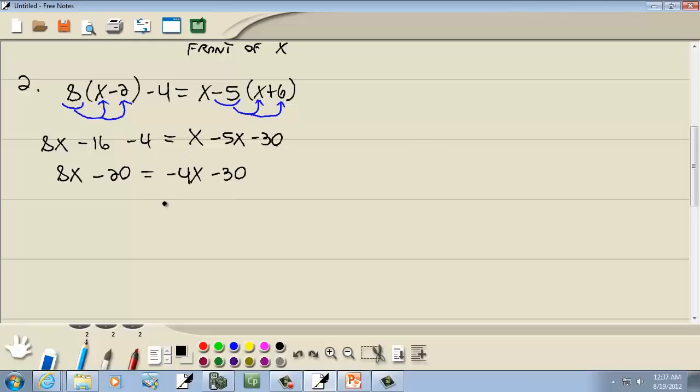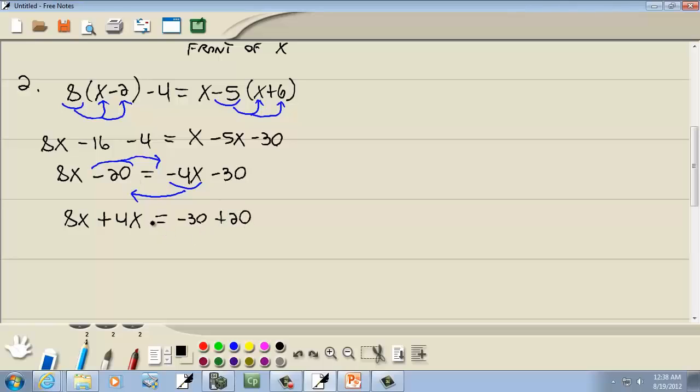Second step, get rid of fractions. Don't have any. Third step, get everything with an x on one side, numbers on the other. I'm talking about terms specifically here. So I'm going to take the negative 4x to the left side, and I'll take the negative 20 to the right side. You take anything across your equals, the sign changes, so negative 4x becomes a positive 4x. The negative 20 becomes a positive 20.